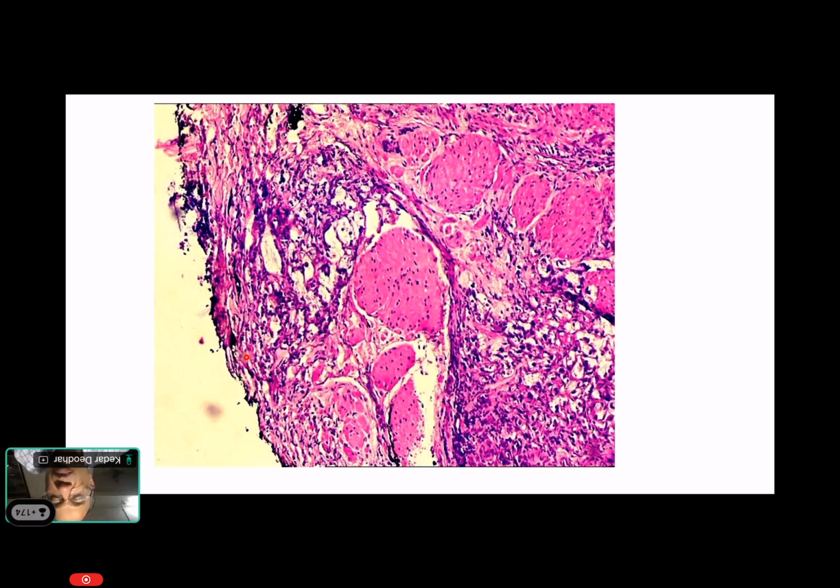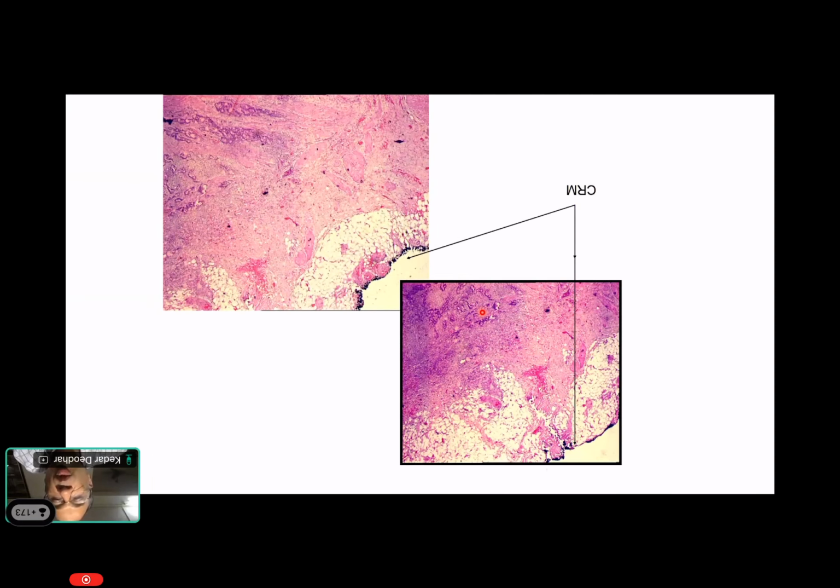These are the examples from the CRM. So low power view, tumor going. We have the ink here. This is what I want to look at, whether the tumor cells on high power are very close to this black ink or not. And if they are on the slide less than a millimeter away, we need to consider this CRM as positive.